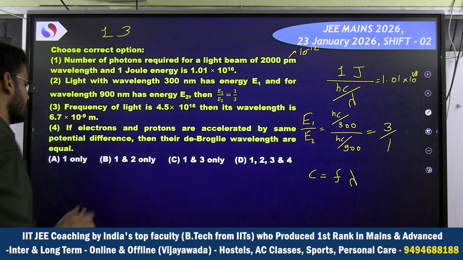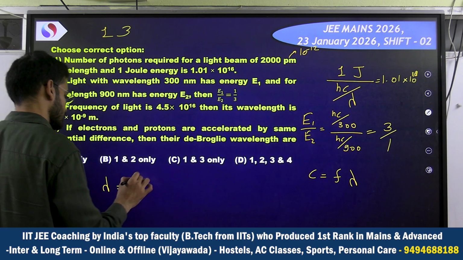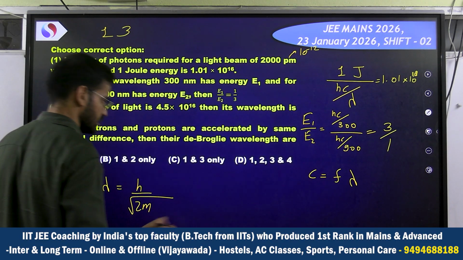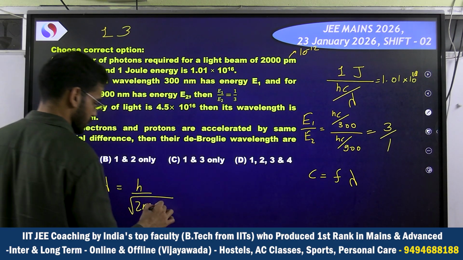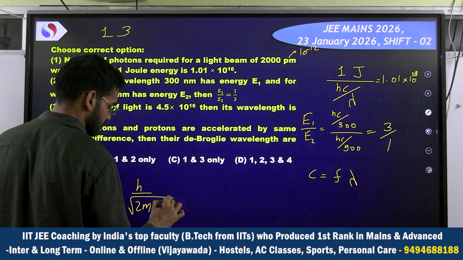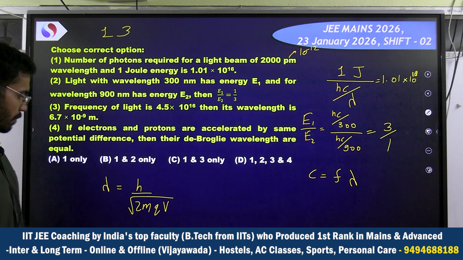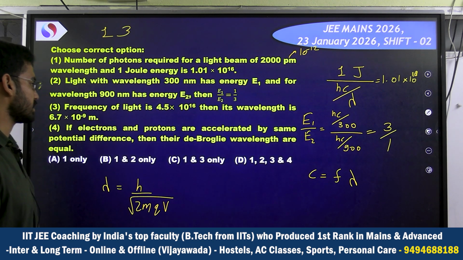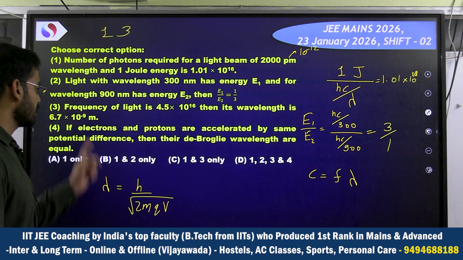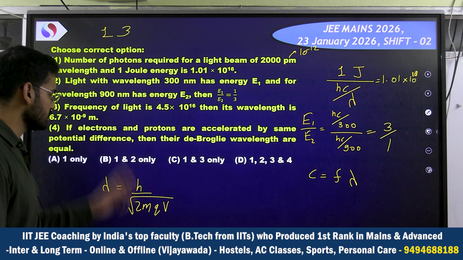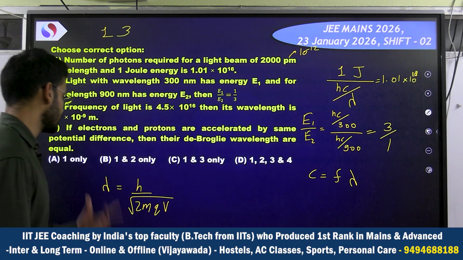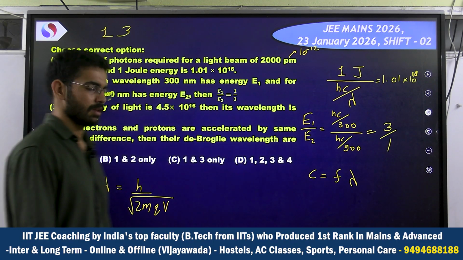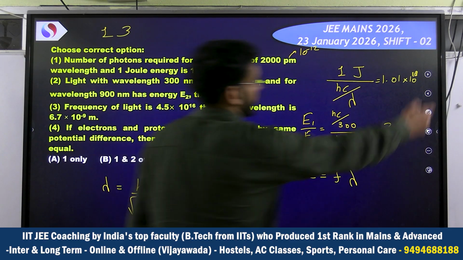Fourth, if electrons and protons are accelerated by the same potential difference, then their de Broglie wavelengths are equal. No. Why? Because the de Broglie wavelength formula is h by momentum, that is h by under root of 2m kinetic energy, and for acceleration, kinetic energy will be q into v potential, right? So here the potential is same, but the mass and charge multiplication factor will be too much different for the electron and proton. Charge is same, but mass is very much different, right? So lambda will be different, not same. So 1 and 3 are correct. So that is option C. Okay, that's it. Next.